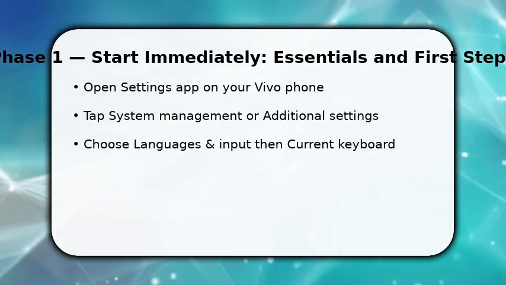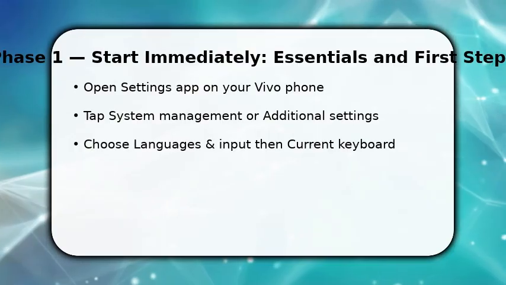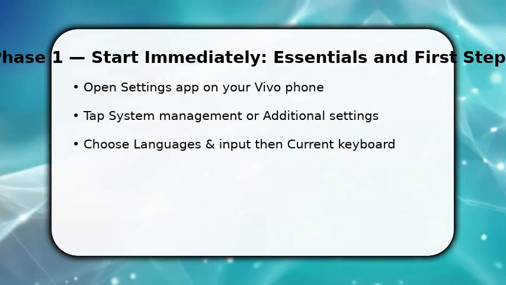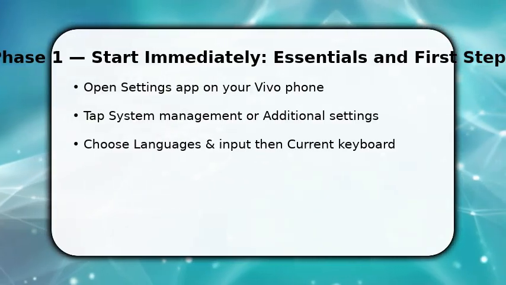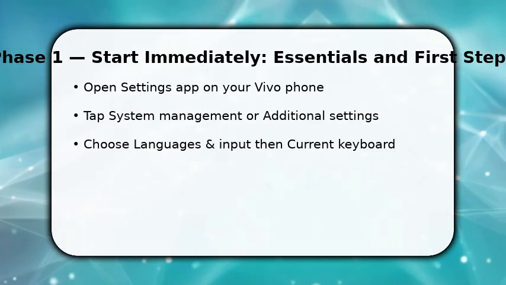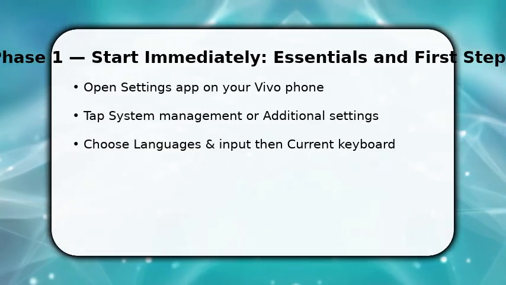Make sure to follow this exact path because different keyboards store predictive options separately. Disabling in one won't affect another. Now locate Text Correction or Predictive Text. This is the control you'll turn off in the next step.